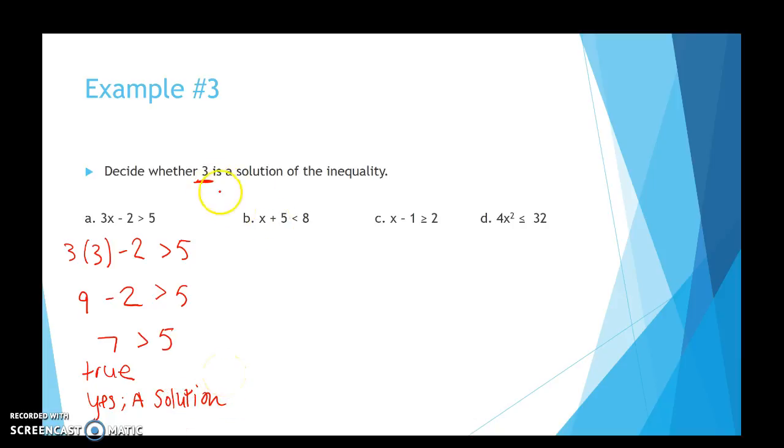The next one here, we'll substitute 3 in for x, so 3 plus 5 less than 8. Well, 3 plus 5 equals 8. Is 8 less than 8? No. 8 equals 8, so no, this is not a solution.